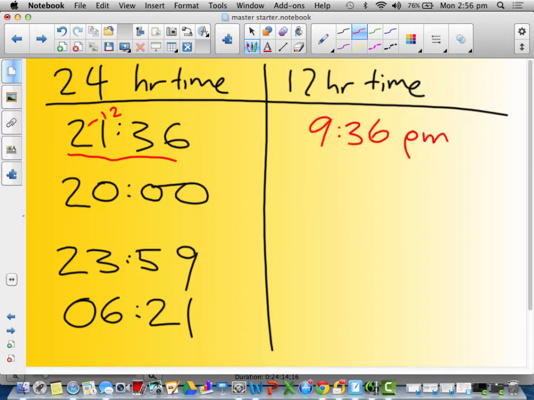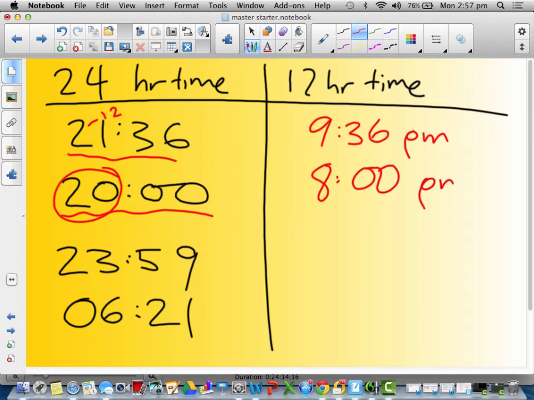Okay, right. Have a go at this one. 20 o'clock. Okay, you can count on from 12 or minus 12. It's going to give you the same answer. Okay, I hope you've had a go. 20 take away 12 is of course 8. So you should have 8 o'clock p.m.